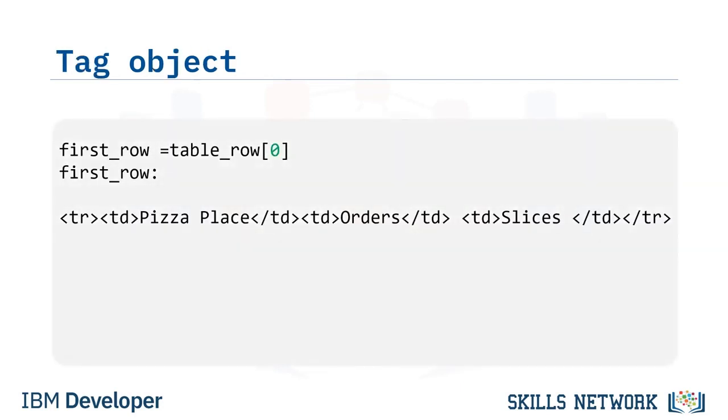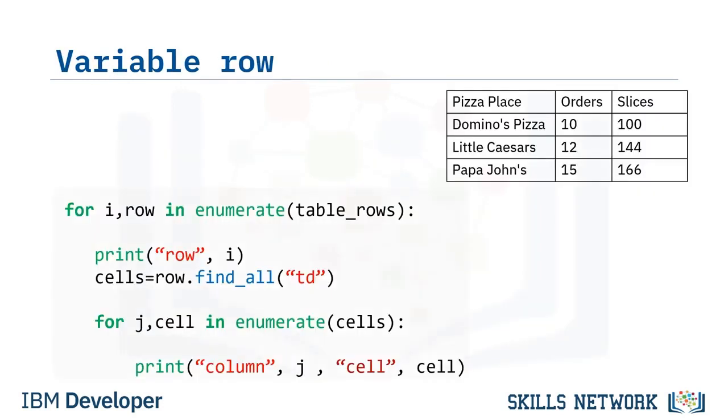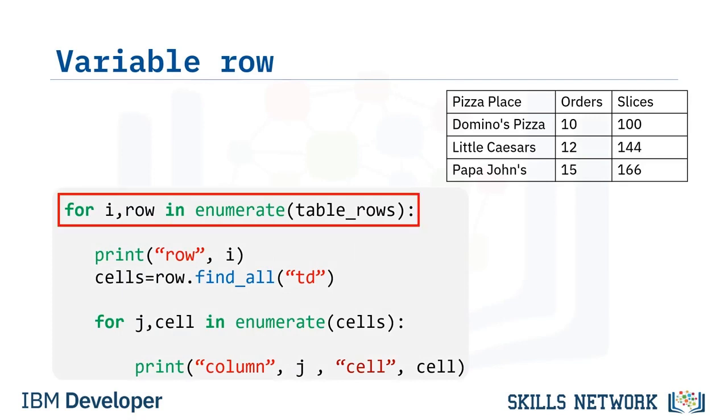Each element is a tag object, so consider the first row. For example, we can extract the first table cell. We can also iterate through each table cell. First, we iterate through the list of table rows via the variable row.